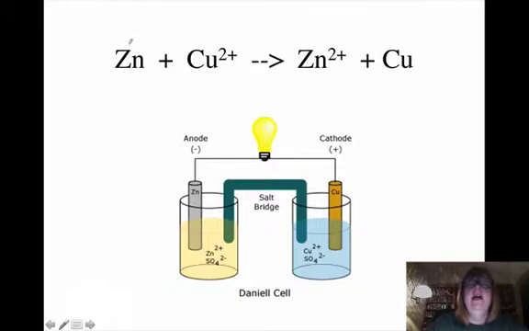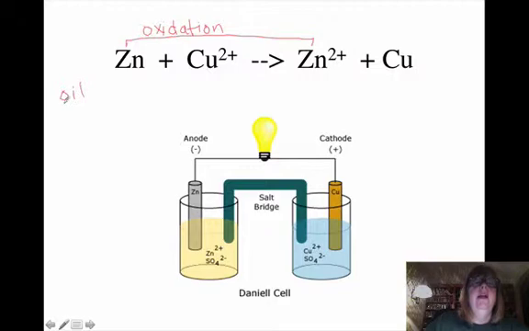Now, let's just look for a minute here. Zinc here has an oxidation state of 0, and it's going to an oxidation state of +2. So it has lost electrons, and that is oxidation. Remember, oxidation is losing electrons. I have to always do my OIL: oxidation is losing. Copper here is +2. The oxidation number of elemental copper is 0, and so copper here is being reduced.